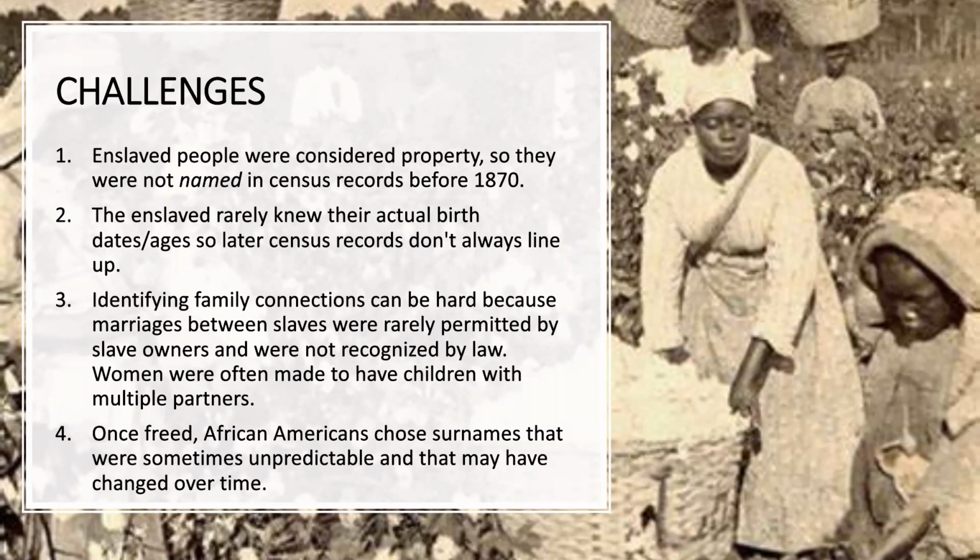Identifying the family connections between them was hard because they weren't permitted by law to marry. Some slave owners would let them, but most would not. Also, women were made to have children with multiple partners, so it's hard to have family groupings that are easily identifiable. Also, once they were freed, they sometimes chose surnames that you don't know why they chose, or it was unpredictable, or it changed over time.